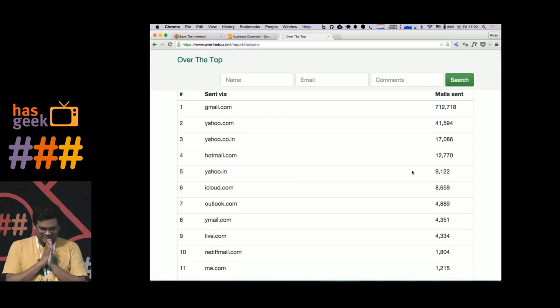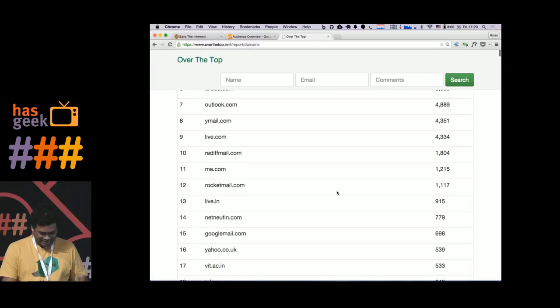Okay, clear stat, Gmail is the most popular domain in this country. I mean, look at the difference between Gmail and the next one. Now, there's something interesting that we found in this. Look at this one. This is the first non-webmail domain in this list. It does not exist.